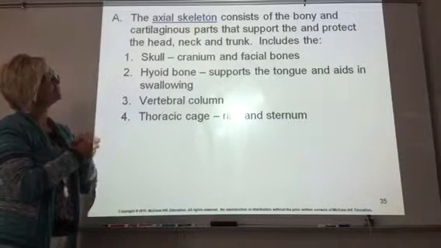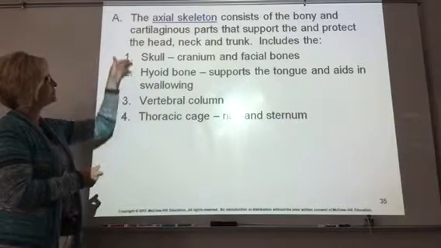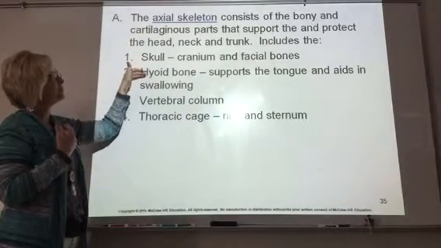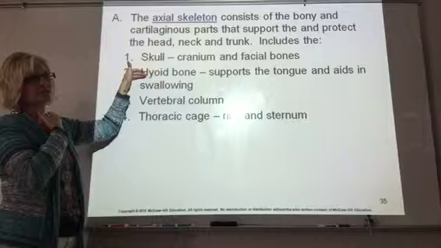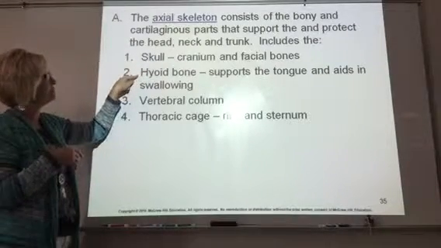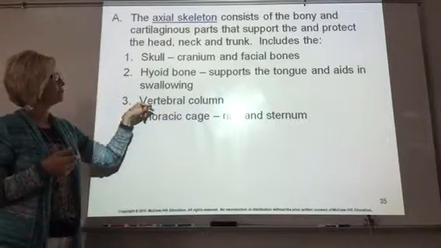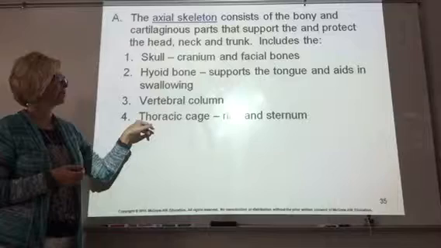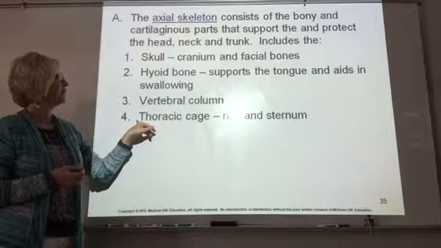So the axial skeleton only includes your skull, your cranium and face, and the hyoid bone, which supports your tongue. Most classroom skeletons do not have this bone on them. Then your vertebral column, and then your thoracic cage.